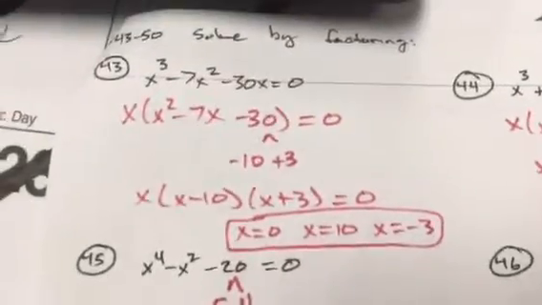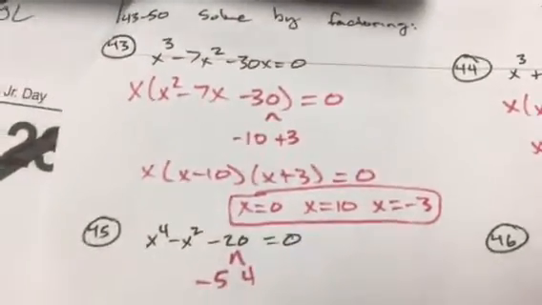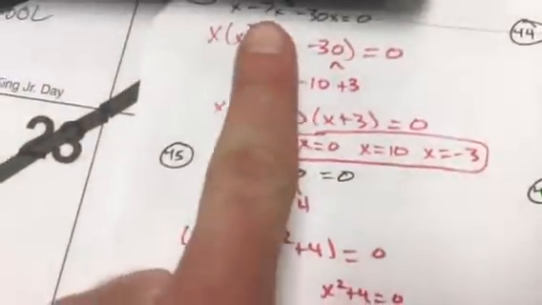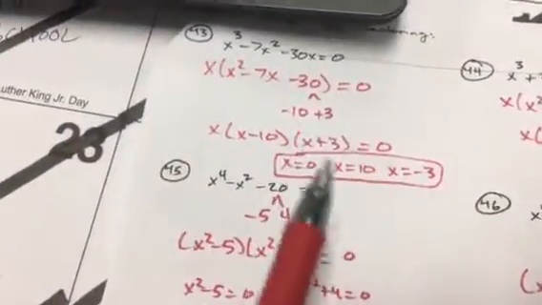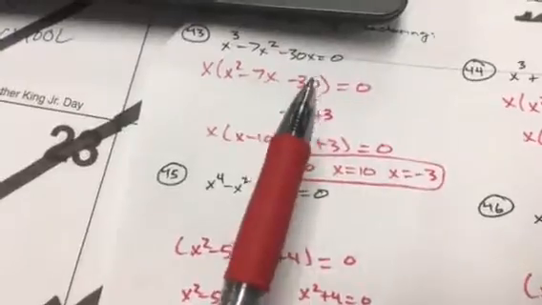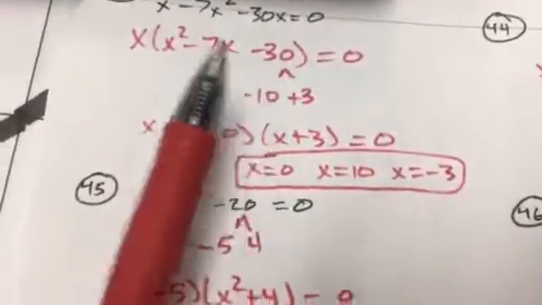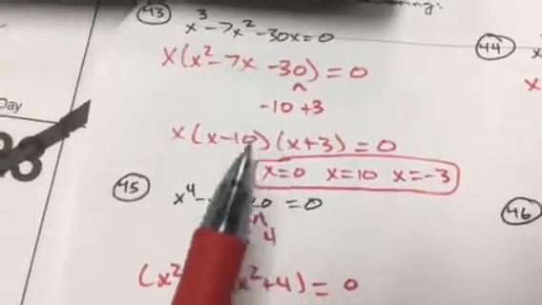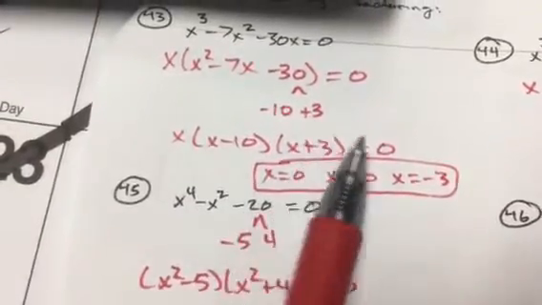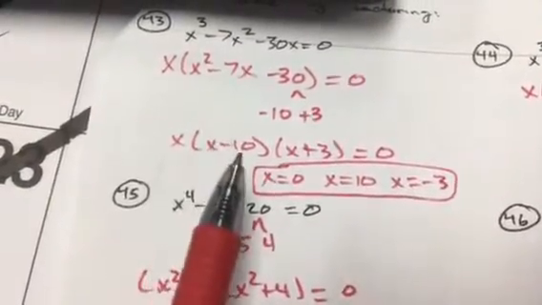Guys, you need to factor out the x first in 43. Then cover-up method tells you that's x equals 0. That's your first solution. What multiplies to 30? And because it's negative, differs by 7: 10 and 3. Middle term is negative, so the bigger factor is negative. So you get x minus 10, x plus 3 equals 0. Cover-up method gives you x equals 10.